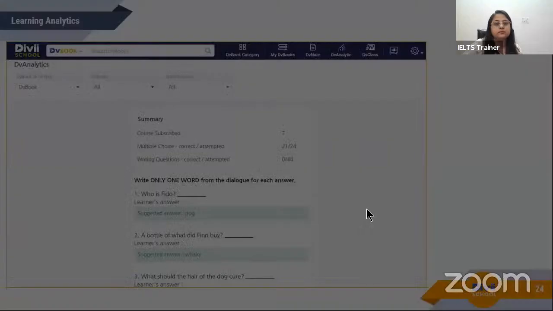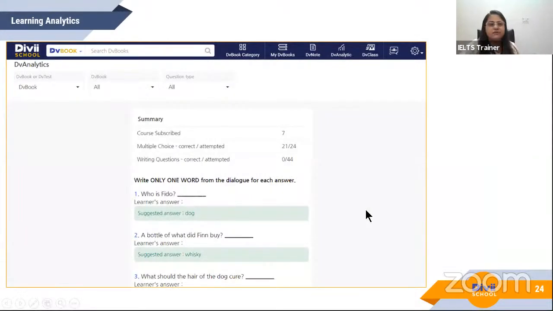Now, how your bands are given. For example, you're doing a reading or a listening test. Once you finish the test, you will get your correct answers right in front of you. So you do not have to wait for the next day of your class or for the teachers to tell you what the correct answers are. You can immediately get your correct answers once you finish your test.